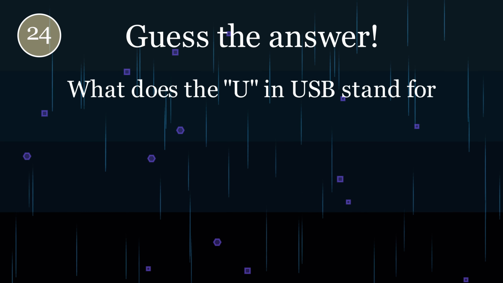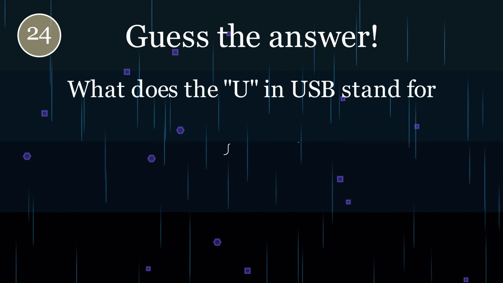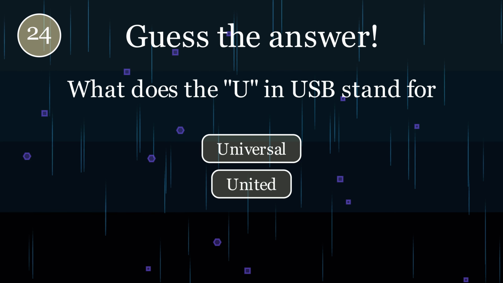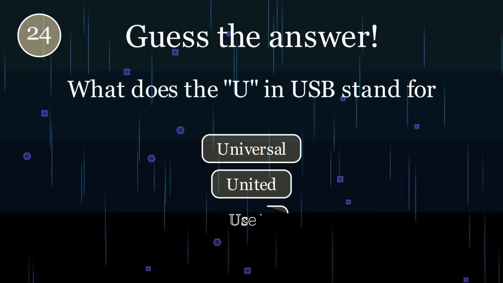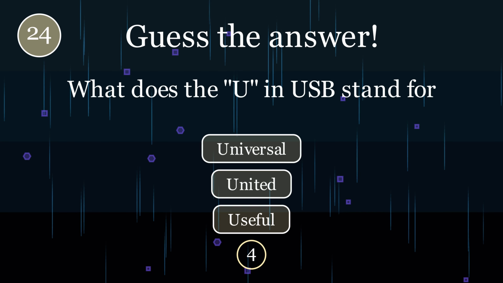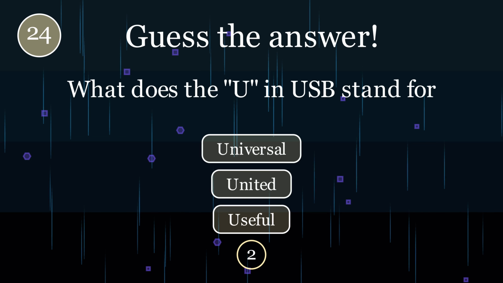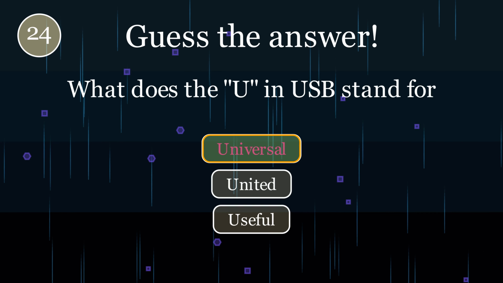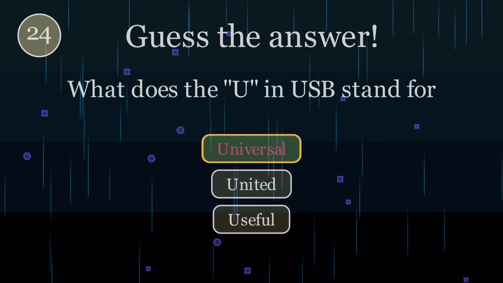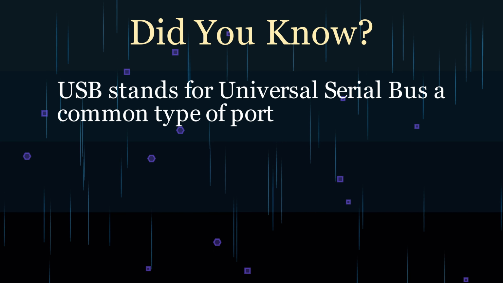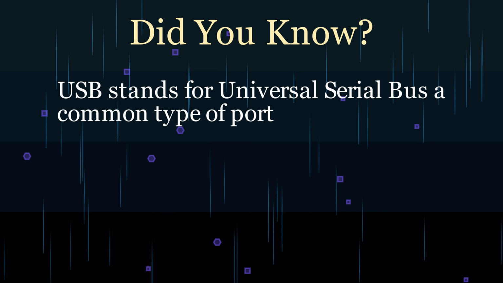What does the U in USB stand for? Universal. United. Useful. The correct answer is universal. Did you know? USB stands for Universal Serial Bus, a common type of port.